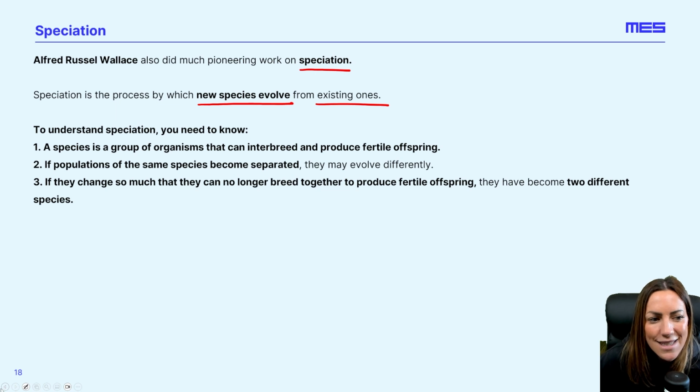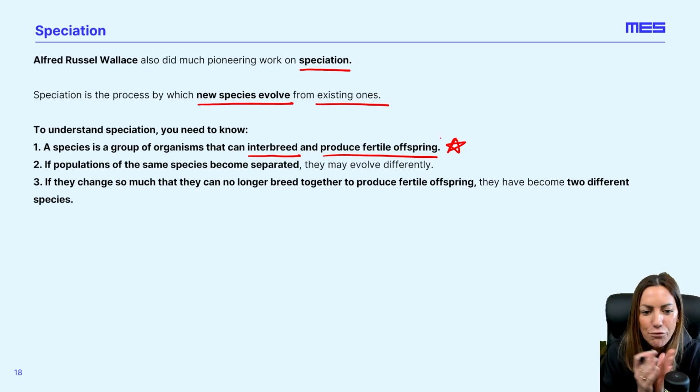Now, to understand speciation, you kind of need to understand these three facts. So the definition of a species is a group of organisms that can interbreed or reproduce with each other to produce fertile offspring. That is your biological definition of a species. I suggest you memorize that. Don't just say, oh, a species is a group of organisms that look the same or have the same characteristics. No, they can interbreed or reproduce with each other to create fertile offspring, as in offspring that will also be able to reproduce.